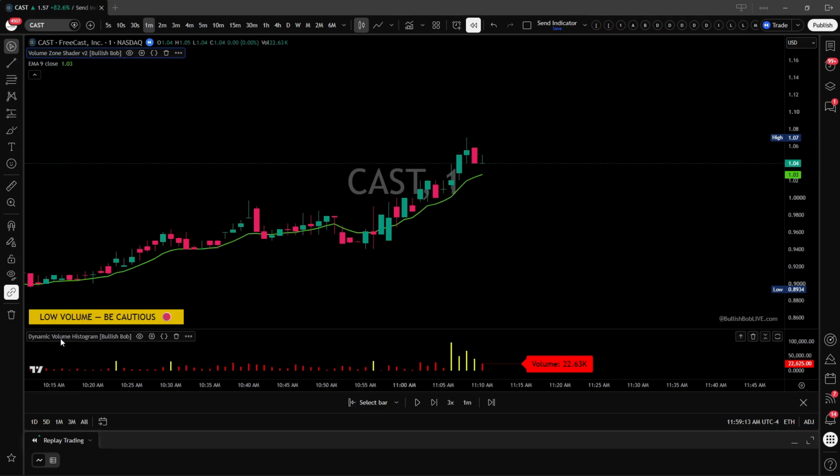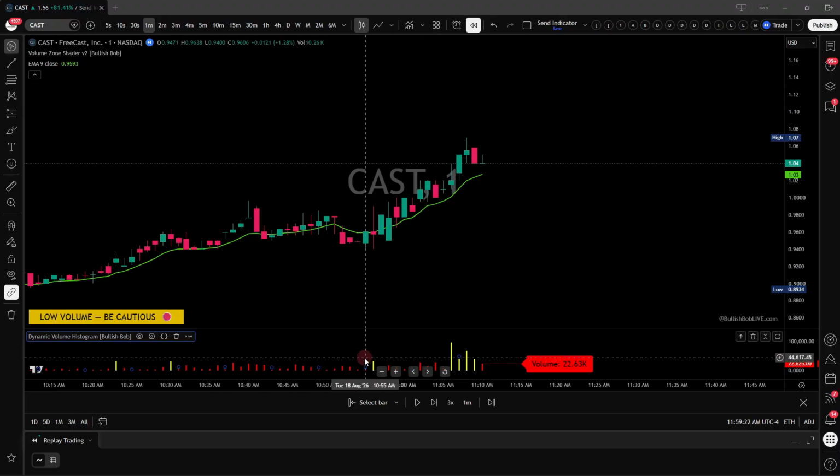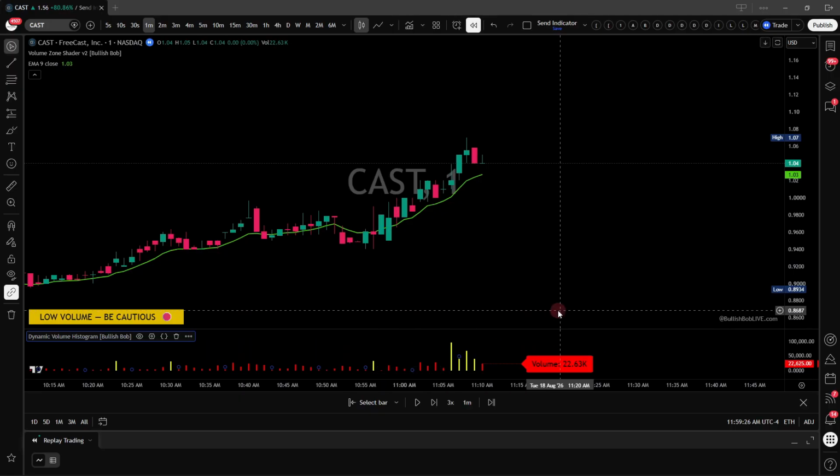Down below, dynamic volume histogram. Okay, if I turn this off, you can see that plots these histogram bars down below. Okay, yellow, red, and green. Very simple. Red is low volume, yellow, moderate volume, green, that's high volume, that's participation. That's what we like to see.